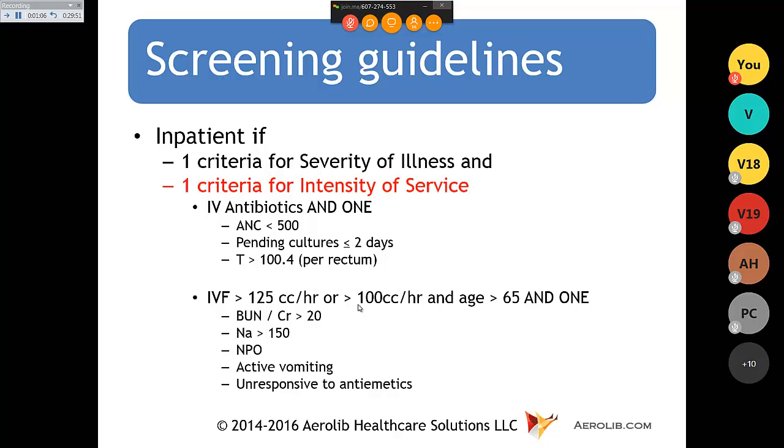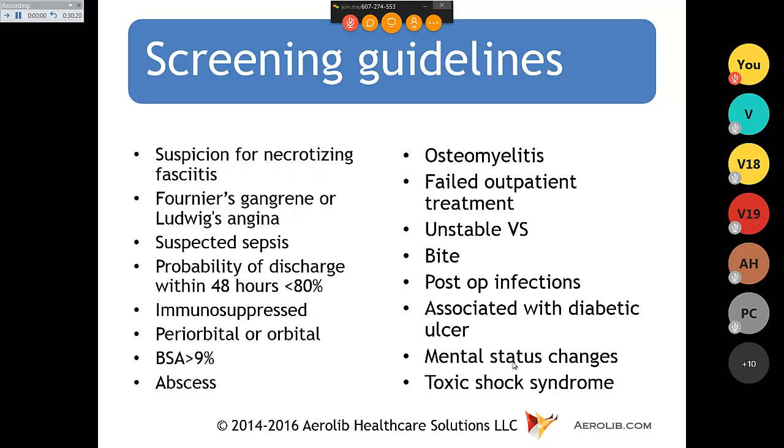Talk about labs, so BUN and creatinine ratios, sodiums, NPO monitor. If this patient is NPO, has active vomiting, is unresponsive to antiemetics, or is unable to tolerate oral antibiotics. So this is where you are painting the picture. Now the screening guidelines are based on medical evidence-based criteria. It's for you to now paint the picture that also encompasses the screening guidelines.